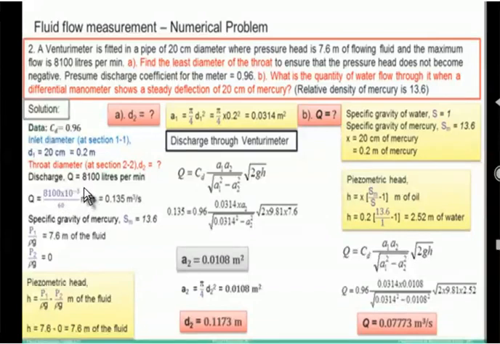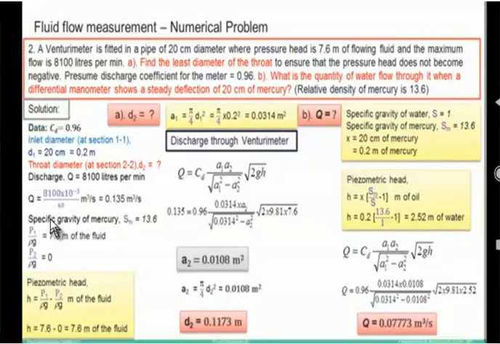8100 into 10 raised to minus 3 divided by 60, then we will get that meter cube per second, that is equal to 0.135 meter cube per second. Okay, so first we have to convert this liter per minute into meter cube per second by multiplying by 10 raised to minus 3 and dividing by 60.